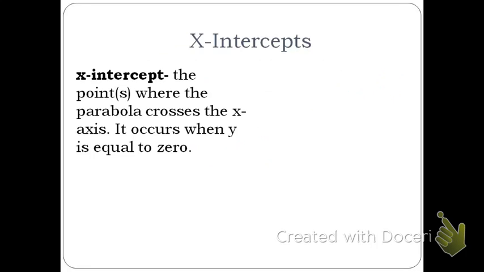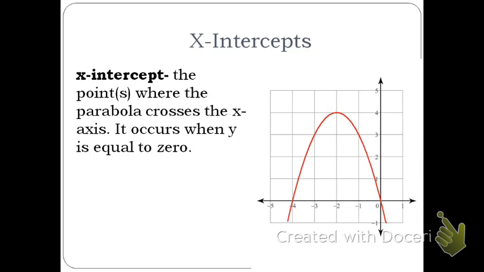An x-intercept is the point or points where a parabola crosses the x-axis. It does occur when y is equal to 0. Not usually, it always does, when y is equal to 0. So notice that when y is equal to 0, that's your x-axis line. So that's this line right here.